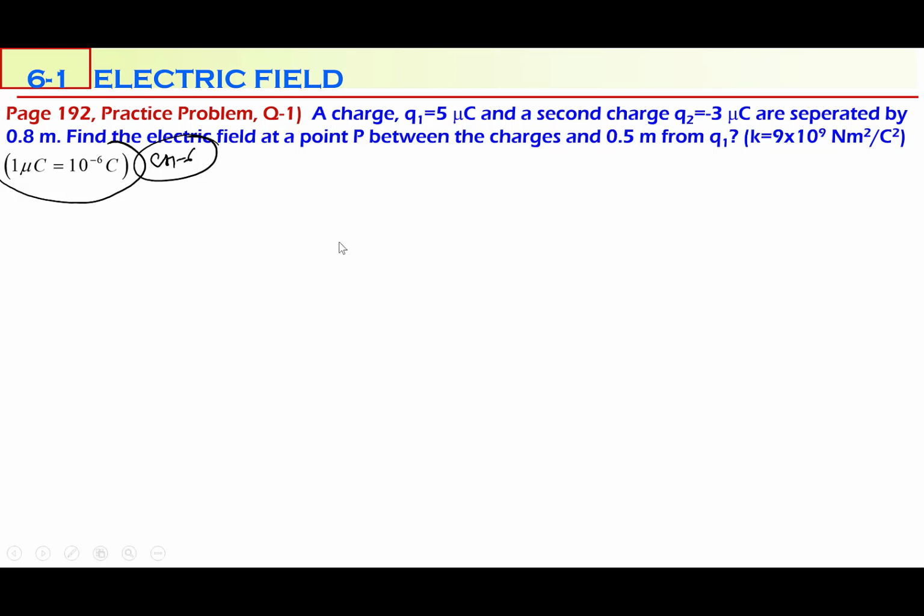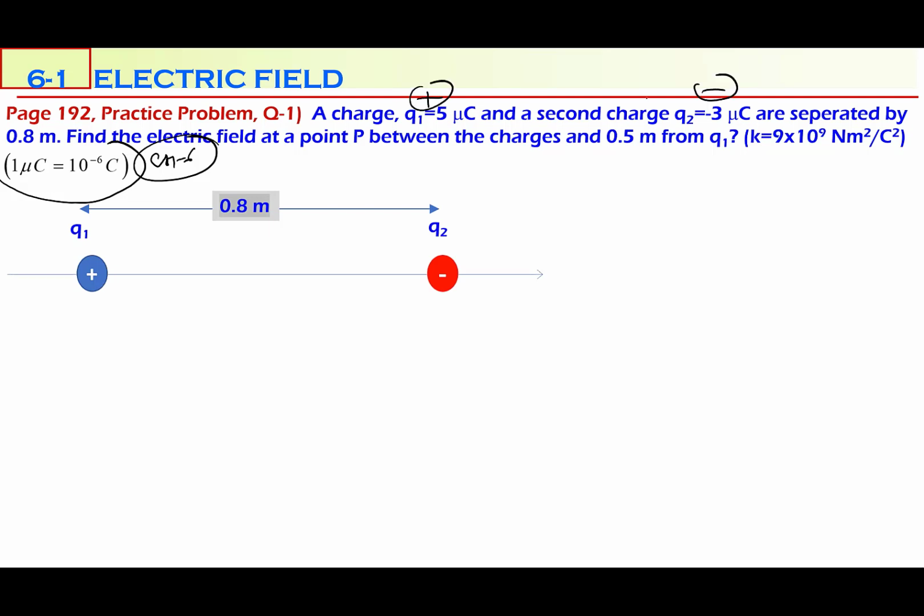So now I'm going to locate the charges. Q1 is positive, Q2 is negative. I located Q1, positive, as blue, and Q2, which is negative, as red. The separation between these charges is 0.8 meter, given in the question, so I wrote 0.8 meters here. Find the electric field at a point P between these two charges, somewhere here, but where? 0.5 meter away from Q1. So I will choose a point P, and this point will be 0.5 meter away from Q1.